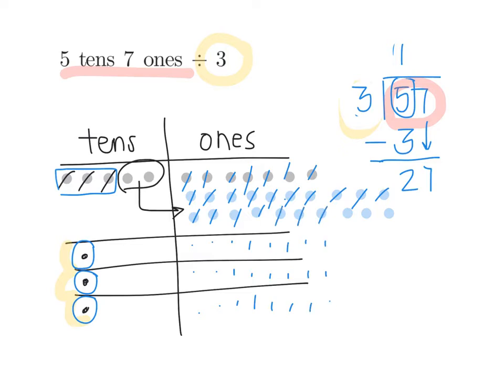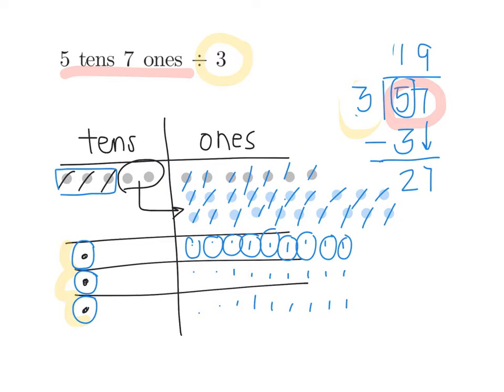Well, because I know my math facts, I know that 27 divided by 3 is 9. And so I should have 9 ones in each group. Let's go ahead and count that. 1, 2, 3, 4, 5, 6, 7, 8, 9. As a matter of fact, there it is. 9 ones in each group.